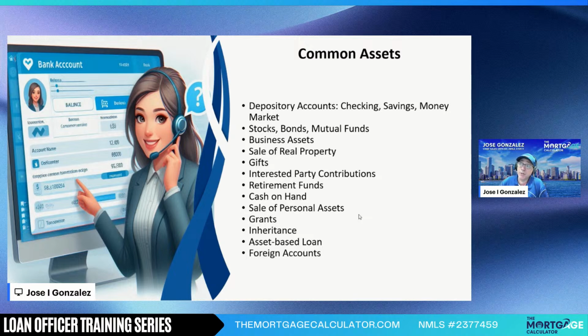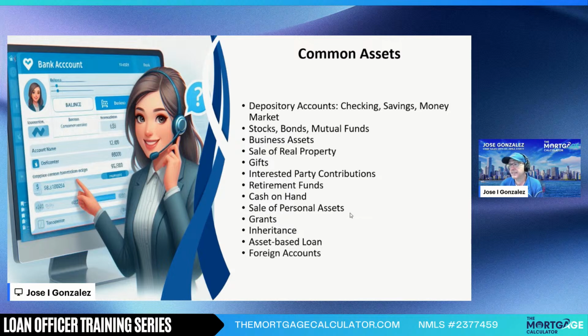Stocks, bonds, and mutual funds are another category of assets. For this category, you do have to review either your AUS, the selling guide, or your guidelines if it's not QM, to see if they're going to give you 100% of the asset or if it's going to receive a haircut, as sometimes is the case.